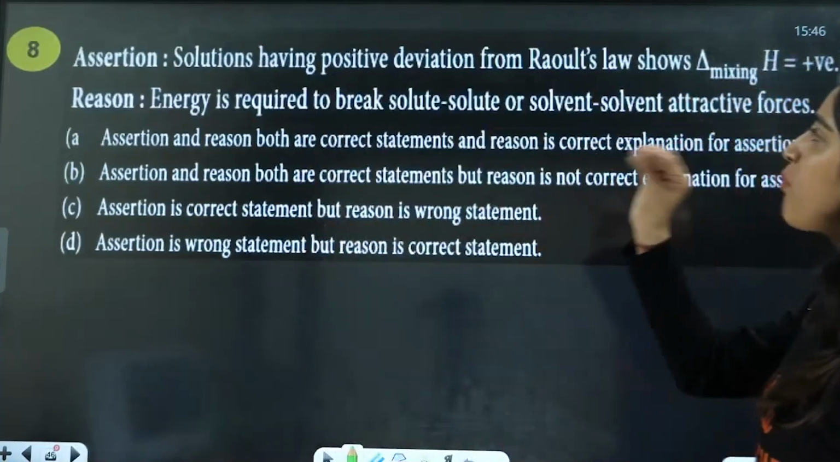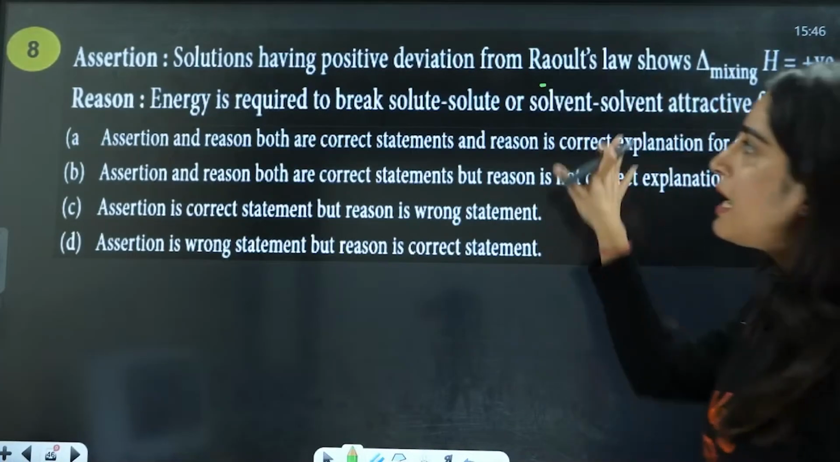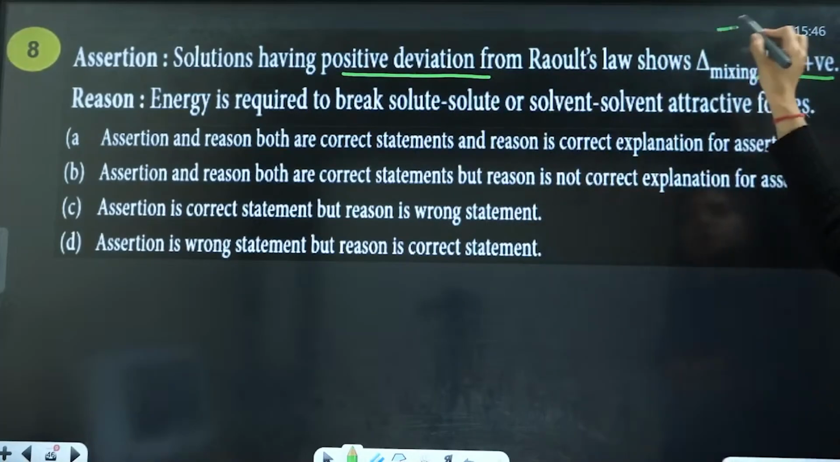Next is, a solution having positive deviation from Raoult's law, that is, delta H mixing is positive. Yes, positive deviation means delta H mixing is positive.